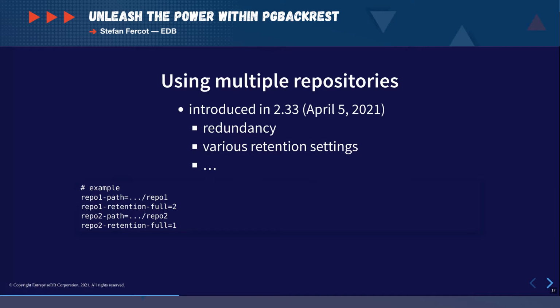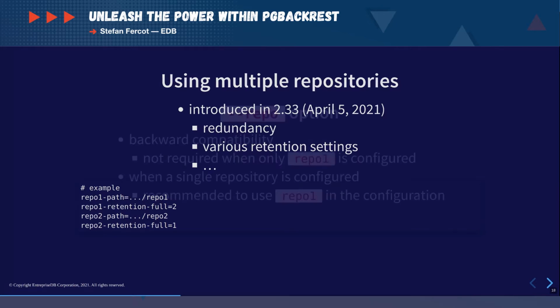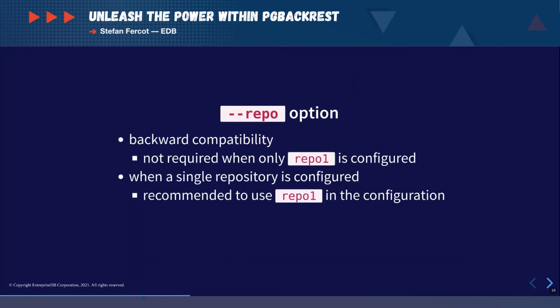What's the impact of that feature? We'll have to look at each subcommand that we've just used and see how they react. First thing to know is that there is now a new repo option, a new command line option. It is backward compatible because it's not required when you only have one repo configured. And just a recommendation, when you have a single repository configured, it's recommended to use repo 1 in the configuration. Not repo 2 or repo 3, use repo 1 if you only have one. We'll see why in a moment.